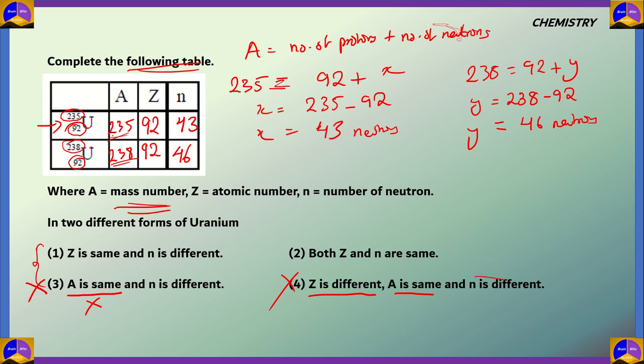So third one is incorrect. Second one says both Z and N are same. Now Z is same, but N is not same, as we have just seen. So option 2 is also incorrect. So option 1 is the correct answer.